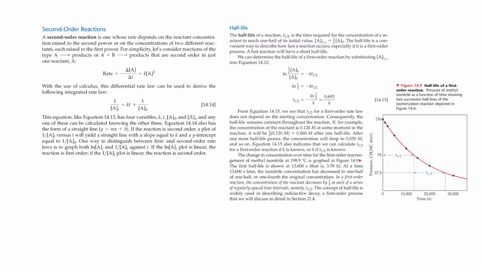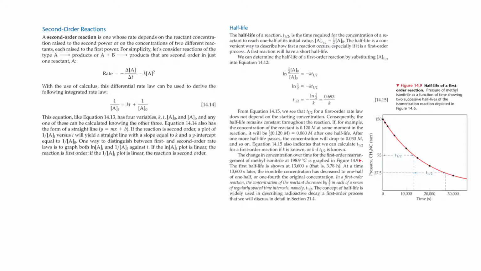Second order reactions. A second order reaction is one whose rate depends on the reactant concentration raised to the second power, or on the concentration of two different reactants, each raised to the first power. For simplicity, let's consider reactions of the type A yields products, or A plus B yields products, that are second order in just one reactant, A. So the rate equals negative change in the concentration of A per time equals k times [A] squared.